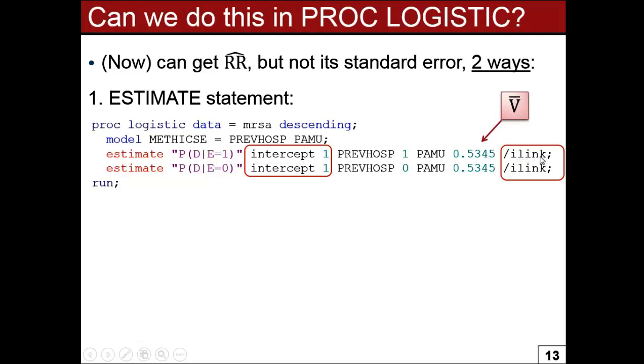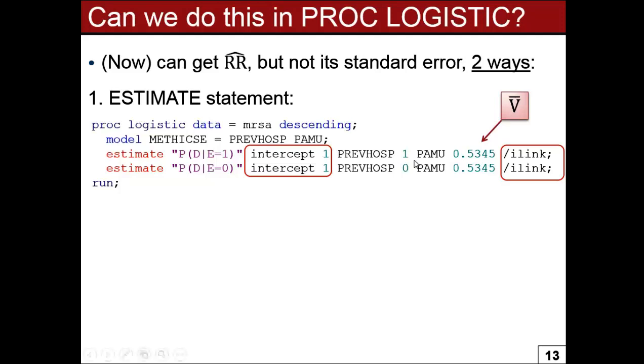And this thing, iLink, is not like a Mac product. This is the inverse link. And what that means is I want this on the probability scale. Normally, SAS gives you things on the logit scale. All of the output is on the logit scale, which is that alpha plus beta, the linear-like expression.